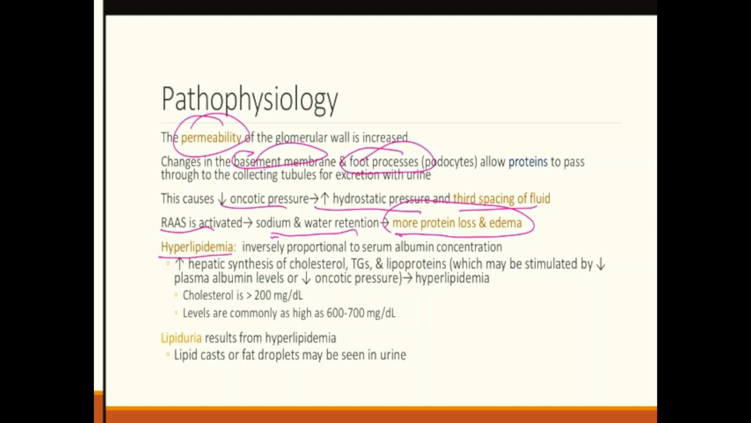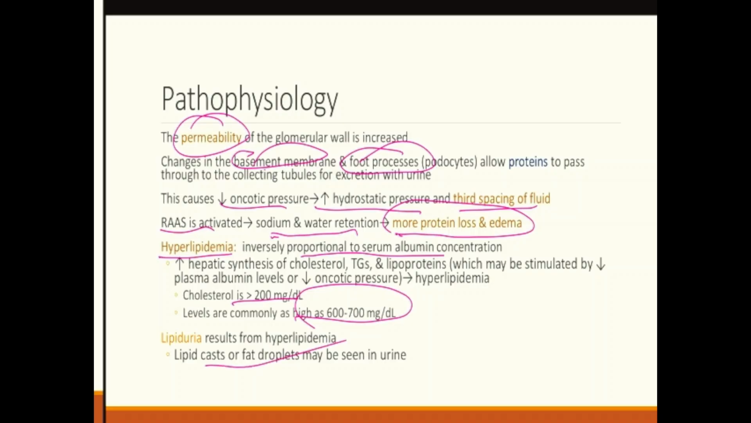Hyperlipidemia is inversely proportional to serum albumin concentration. So obviously albumin is dropping. The liver's like, we need to get these proteins up. They're going to start producing more cholesterol. Cholesterol over 200. Levels can commonly get to 600 to 700 for total cholesterol to try and get that protein content back up again.